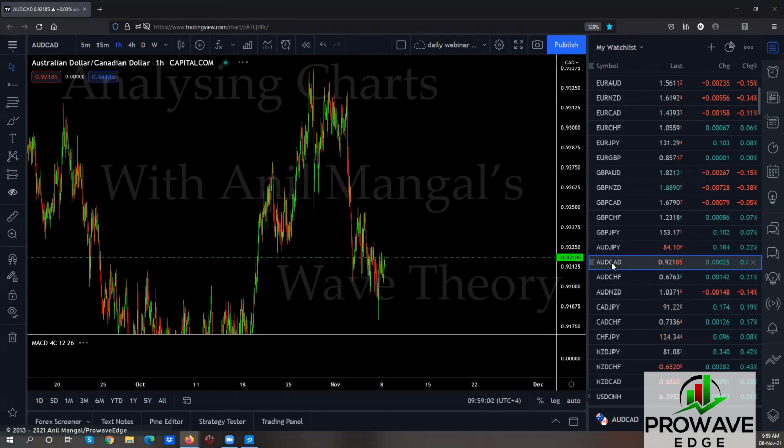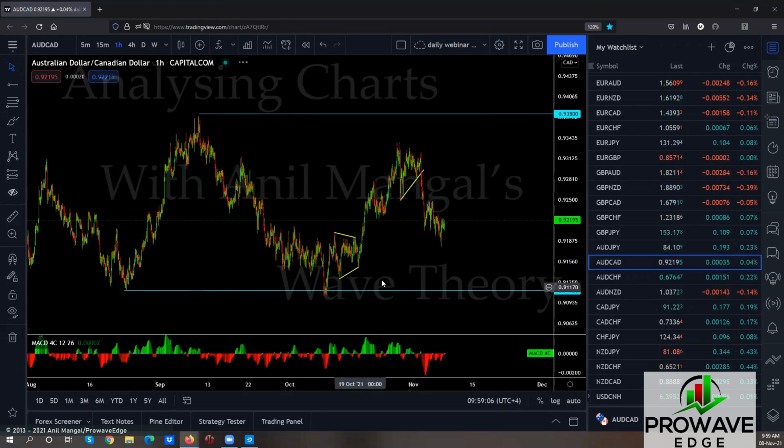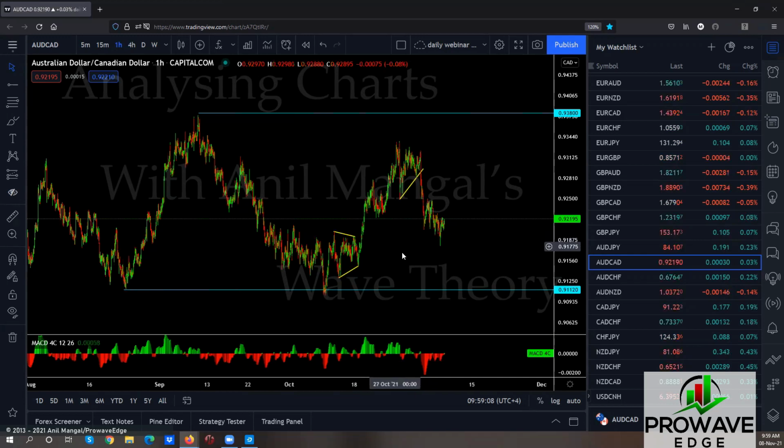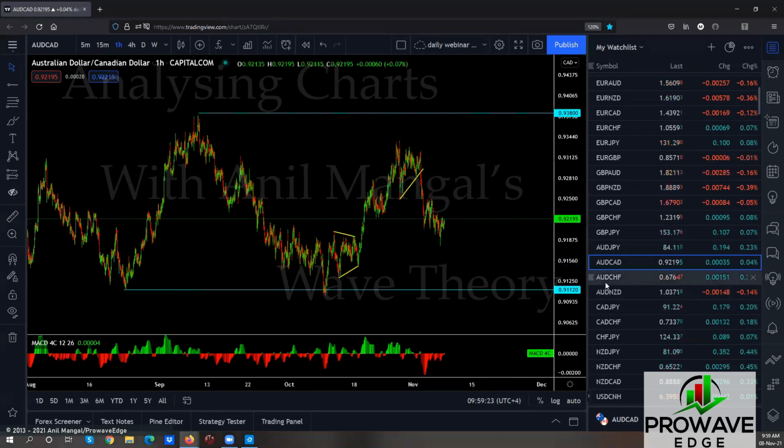Aussie CAD. Okay, this dropped much lower than expected, but we're making another running flat. So if this drops one more, we'll go with that running flat there. Put an entry here for a sell. You know where to put the stop, you know where your target is.